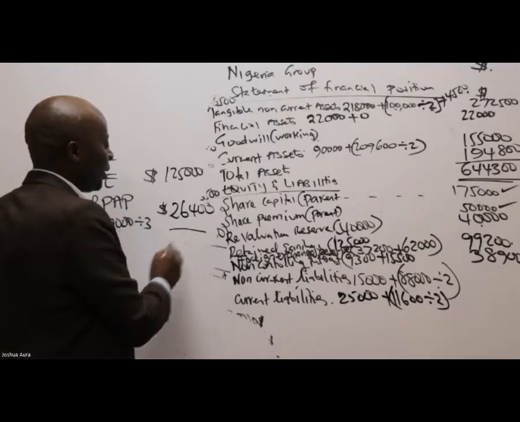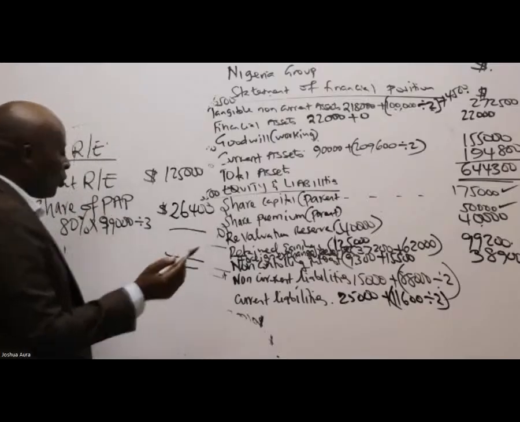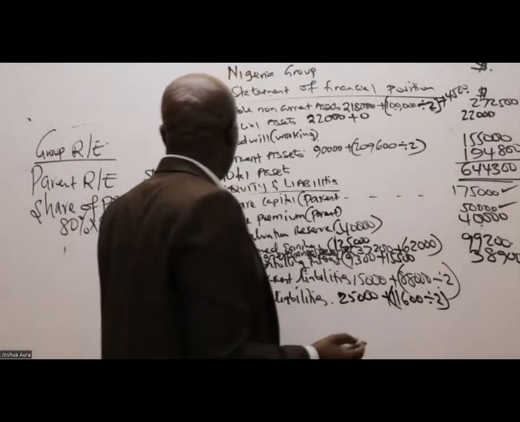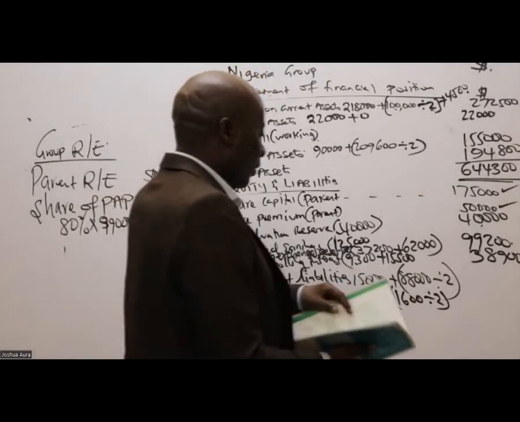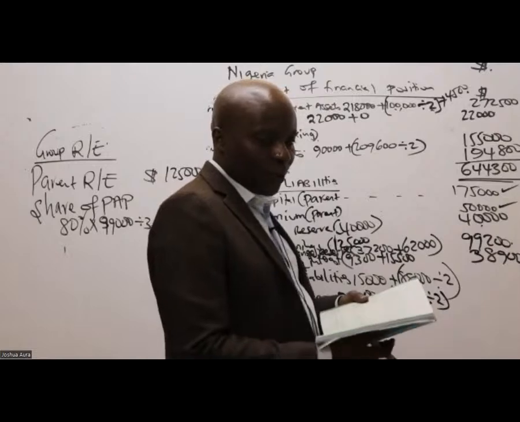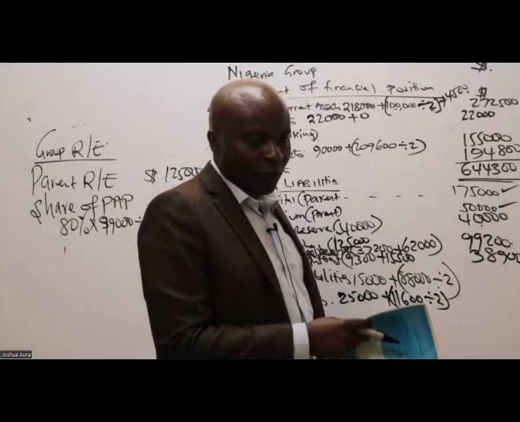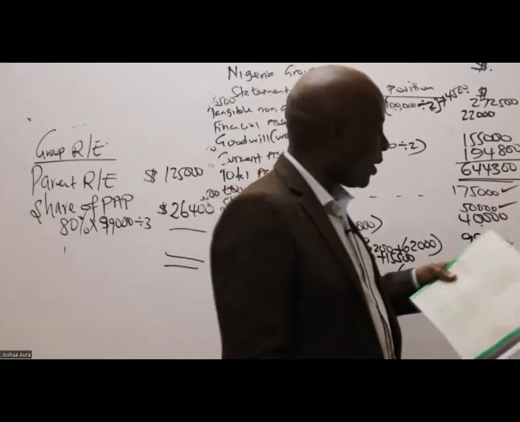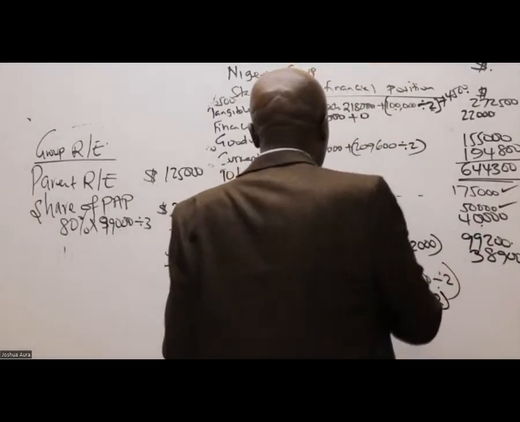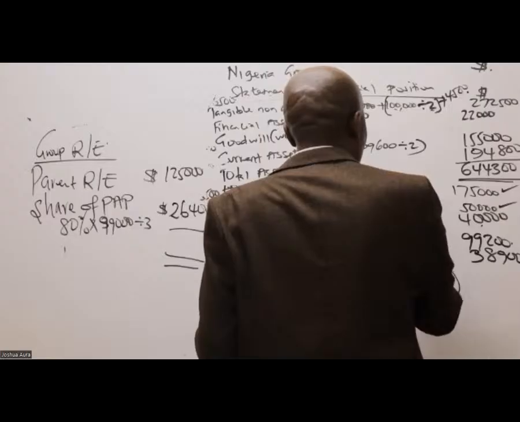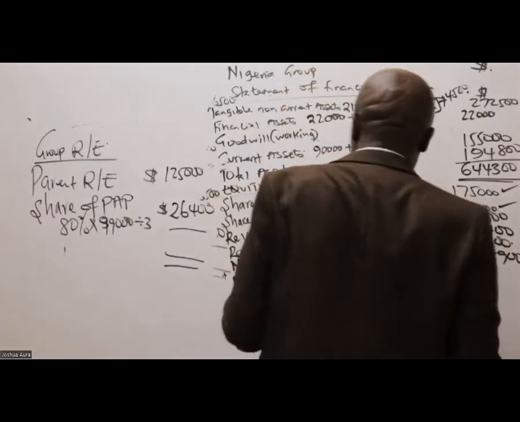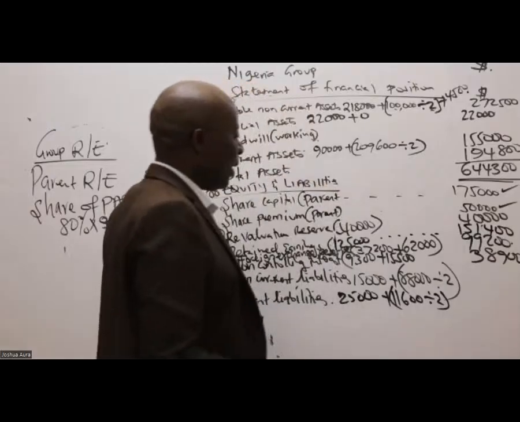So please add here, give me the group retained earnings. If you add the two, what is the figure that we have for the group retained earnings? It comes to 151,400. So now here we have 151,400. Please try to squeeze it somewhere there. Now go to the non-current liabilities.